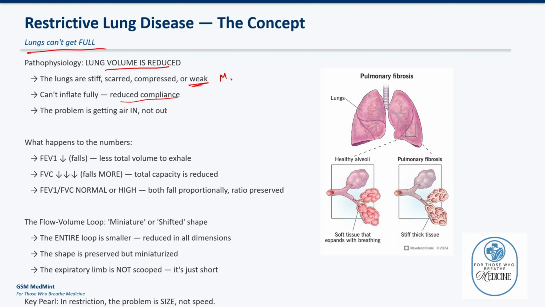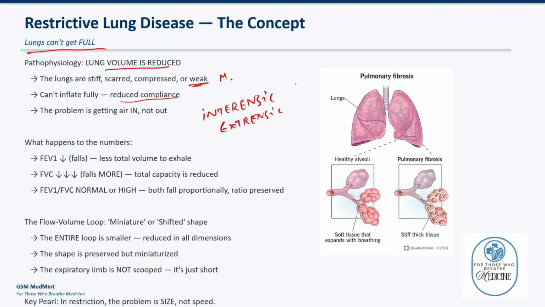This can be intrinsic, where the lung parenchyma itself is diseased: interstitial lung disease, idiopathic pulmonary fibrosis, sarcoidosis, hypersensitivity pneumonitis, connective tissue disease related interstitial lung disease. The alveolar walls are thickened by fibrosis or inflammation. The lung becomes stiff and small. Or it can be the extrinsic type.